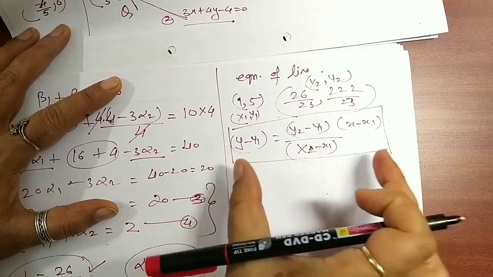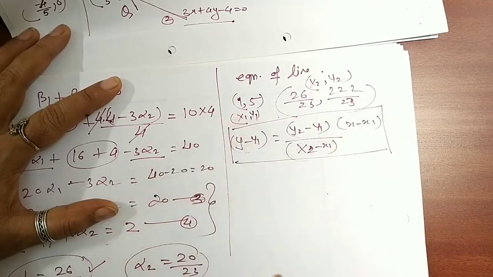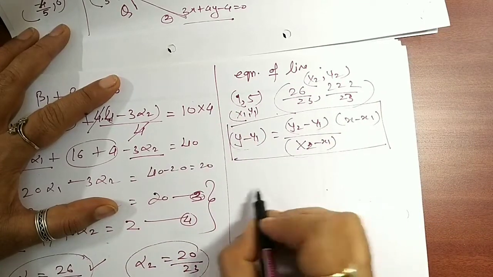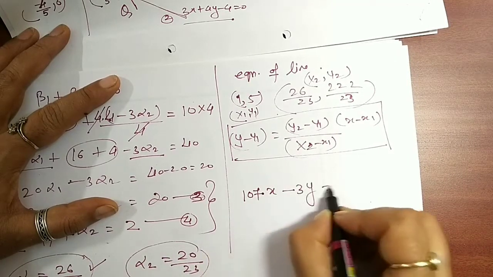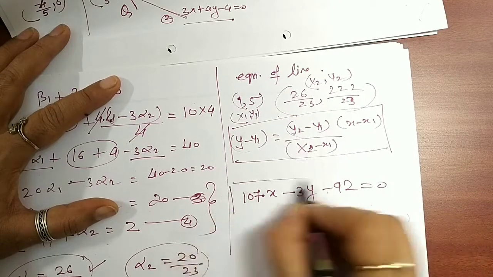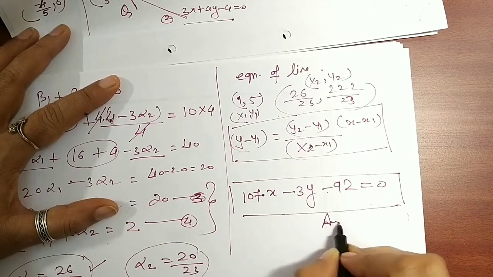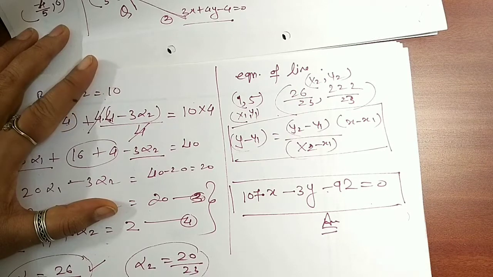If you fit the values of everything into this equation, you will end up having, please try it, 107x minus 3y minus 92 is 0. This is my final answer. I hope you understood.